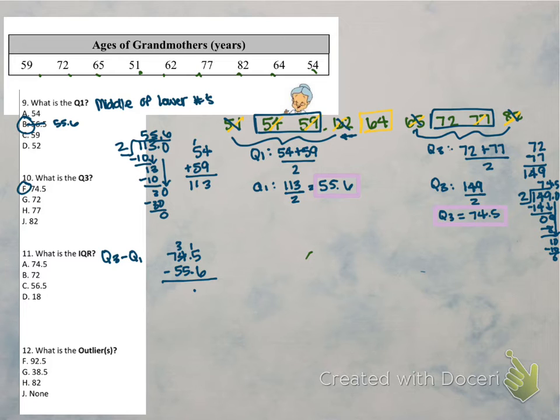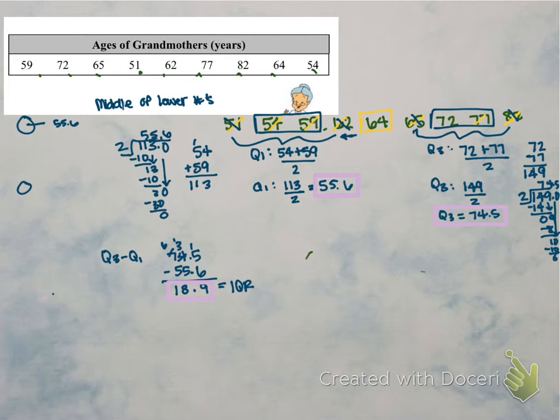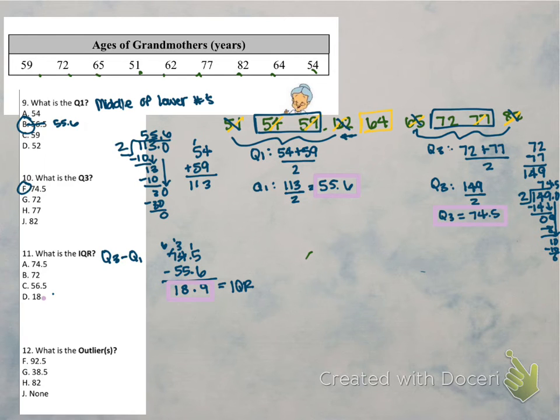Okay, so 15, bring your decimal straight down. 15 minus 6 is 9. I have to borrow right here again. 13 minus 5 is 8. And then 6 minus 5 is 1. So your IQR is 18.9. I'm assuming since I had my first number off, that's why this number's off too. Okay, so that should be D.